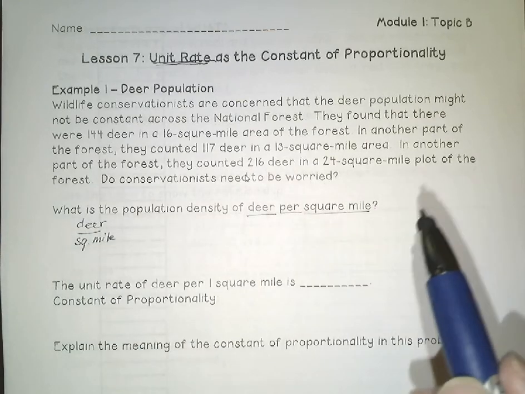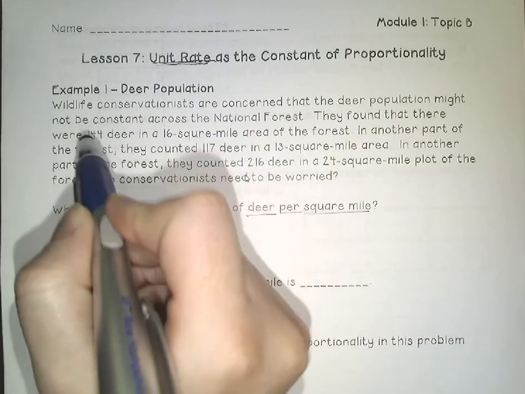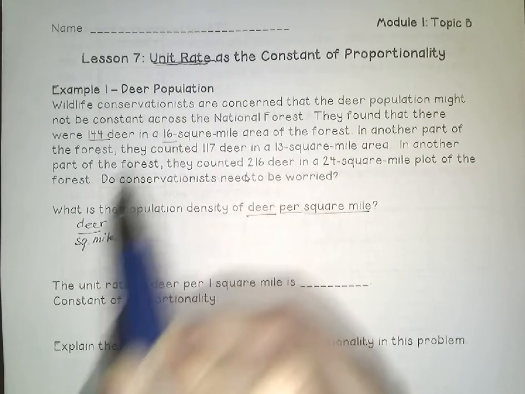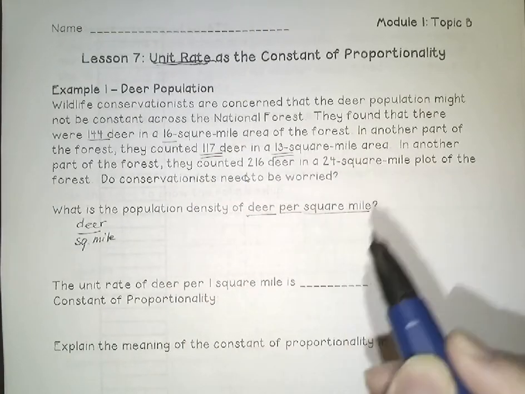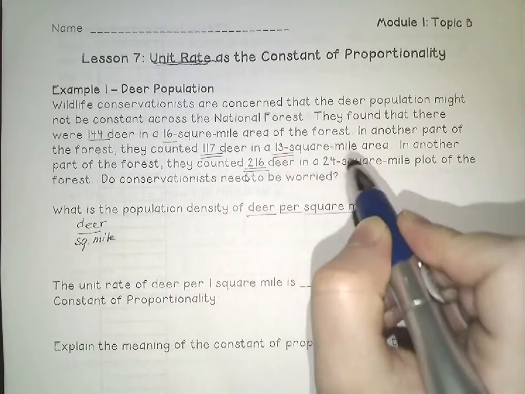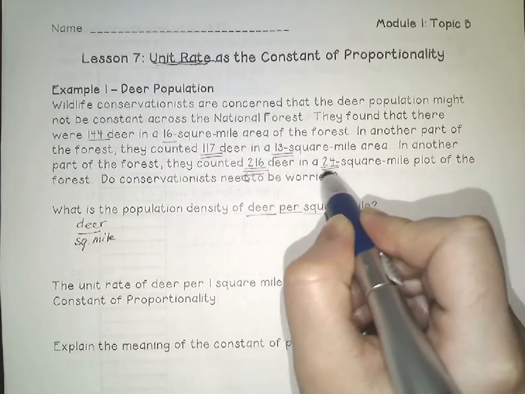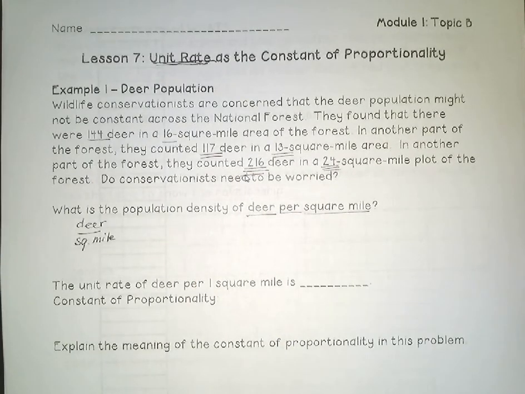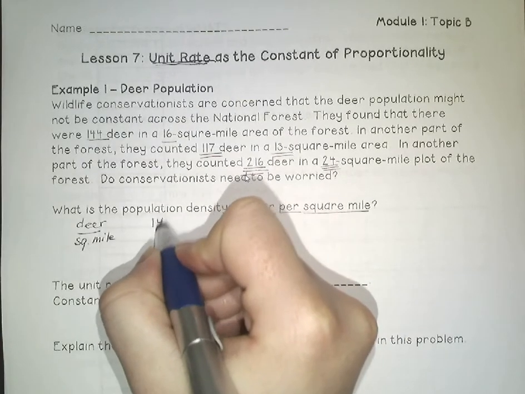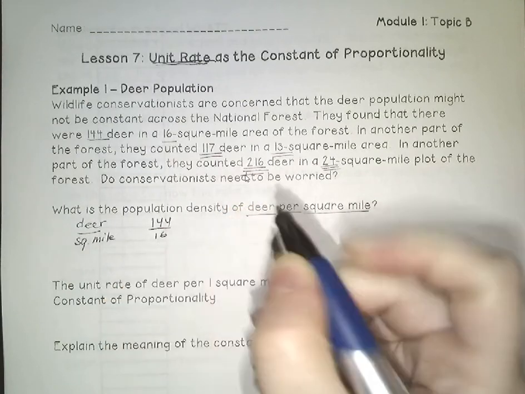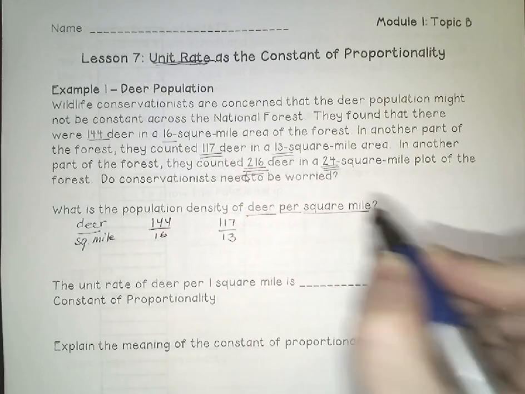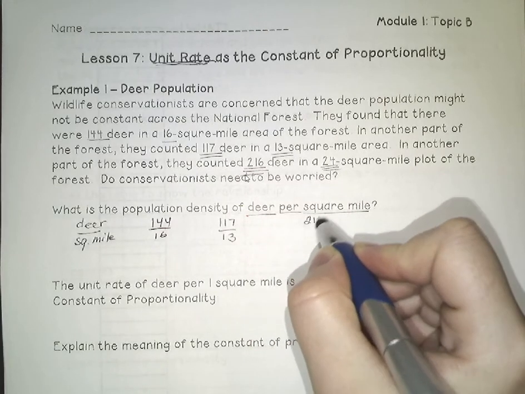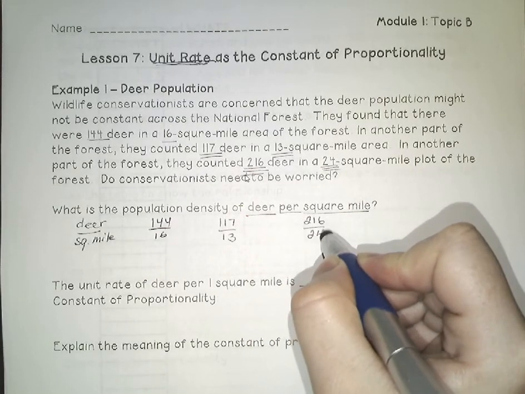We have three different areas here. We have 144 deer in a 16 square mile area, 117 deer in a 13 square mile area, and 216 in a 24 square mile area. So 144 we are going to divide by 16. We will divide 117 by 13 and we will divide 216 by 24.